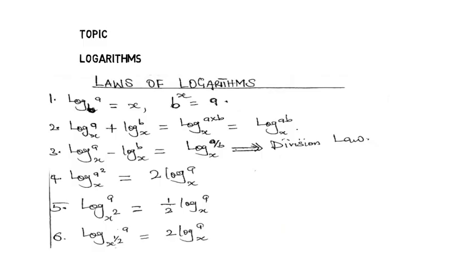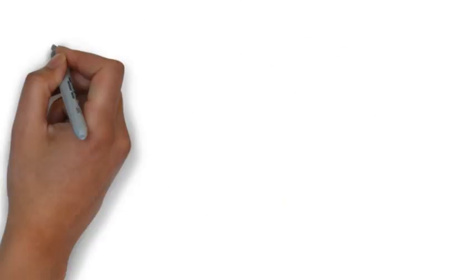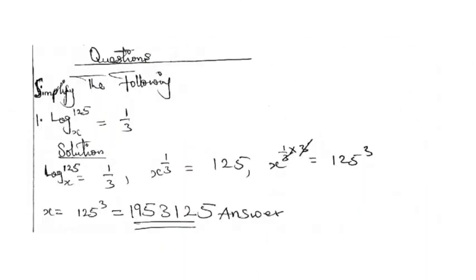This is the division rule. 4, log a squared base x equals 2 log a base x. 5, log a base x squared equals 1 over 2 log a base x. 5, log a base x to the power half equals 2 log a base x.